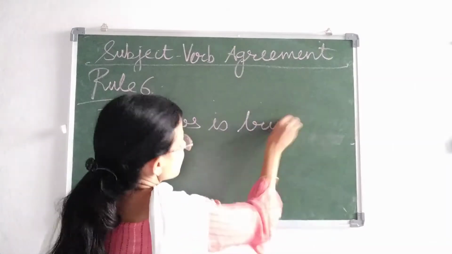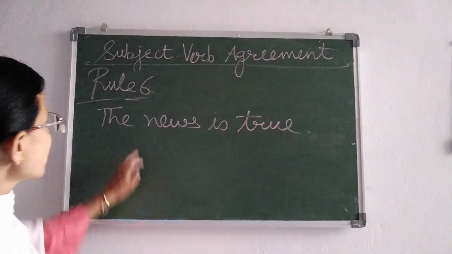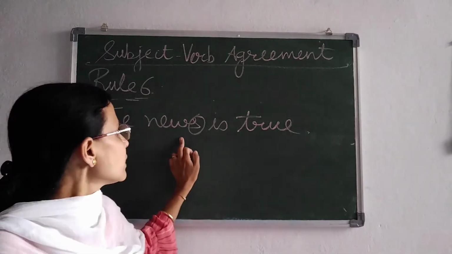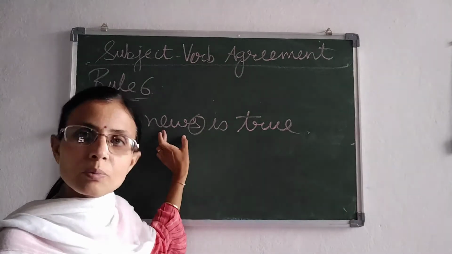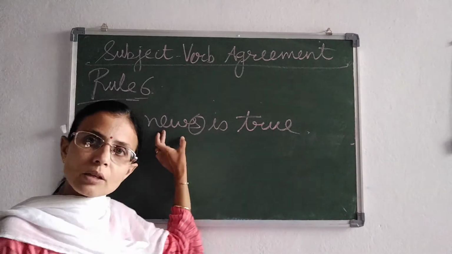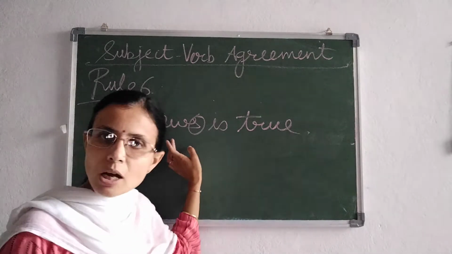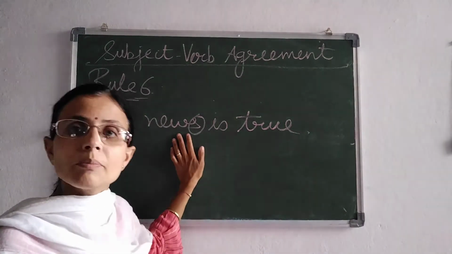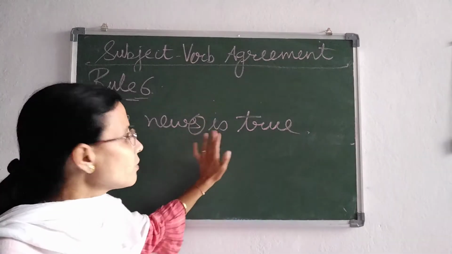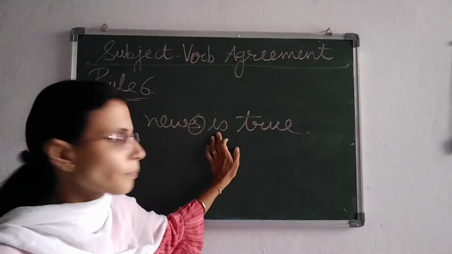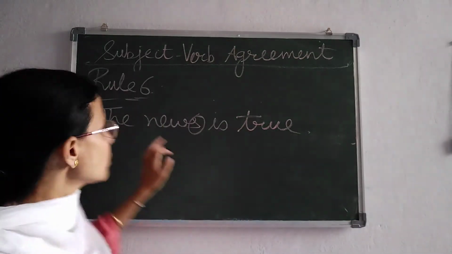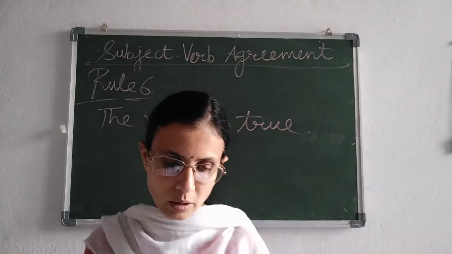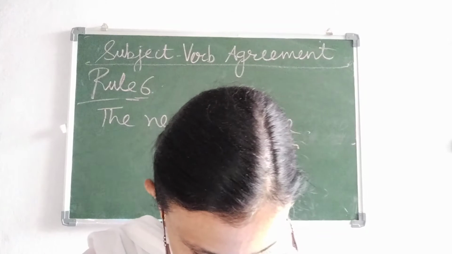The news is true. Now in this sentence, news, what are we adding in the last? S. It means news form is plural, but the meaning is singular. News means samachar. So the news is true. Form is plural, but meaning is singular. That's why we will use a singular verb, is. We will not use are because S is there. Form is plural, but meaning is singular. So that's why we will use a singular verb.